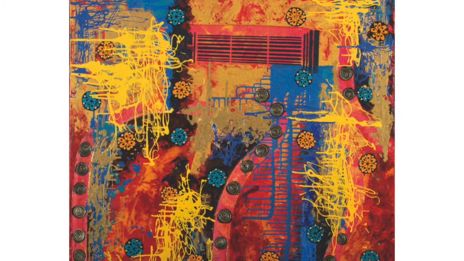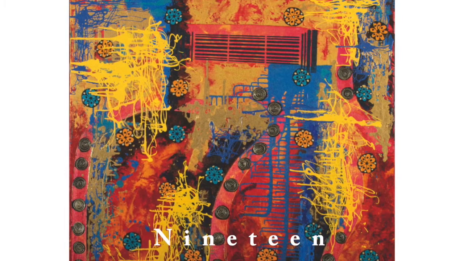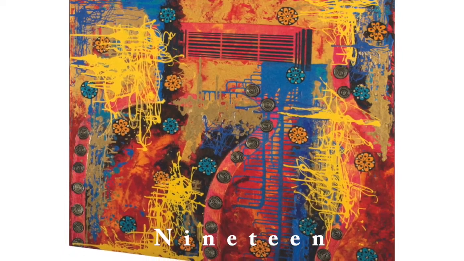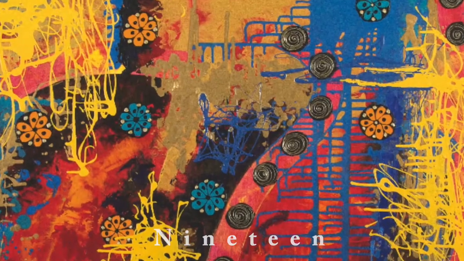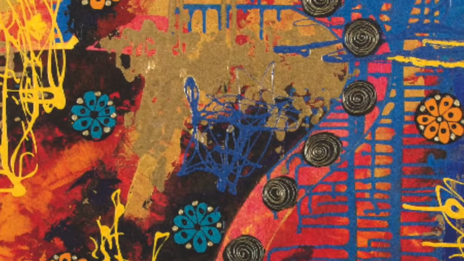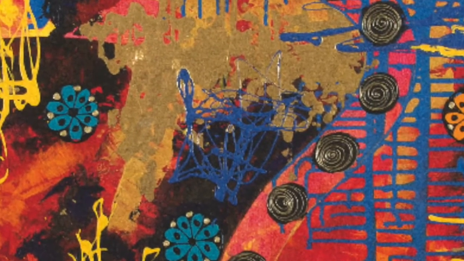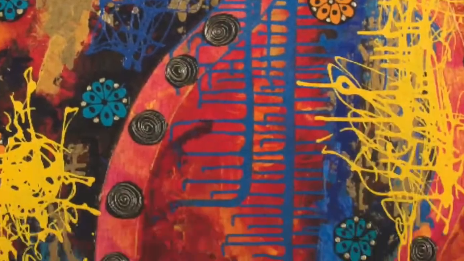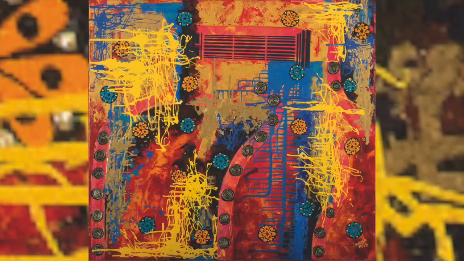The third canvas is called 19. It's an explosion of warm colors. The red is dominant. Splashes of blue and gold drip and are superimposed with 19 flowers all over the surface of the painting. And these symbolize how the number 19 is mathematically coded in the Quran. The chosen ayah is in Surah 27, verse 30.